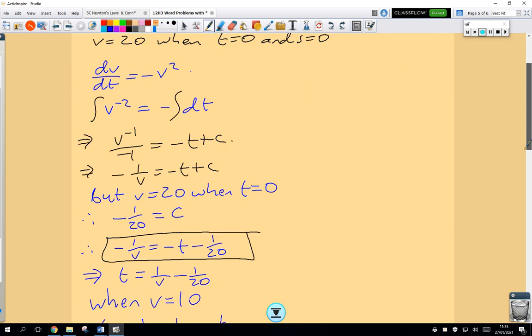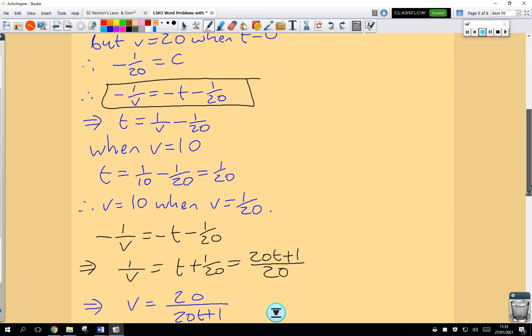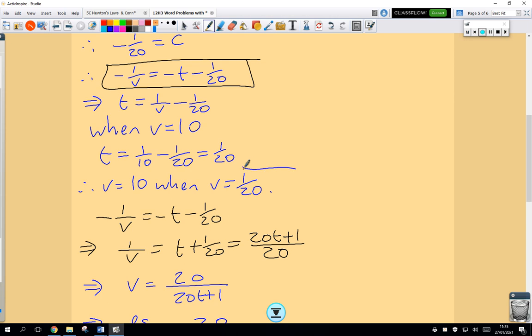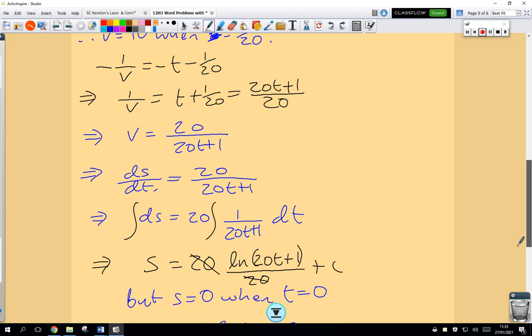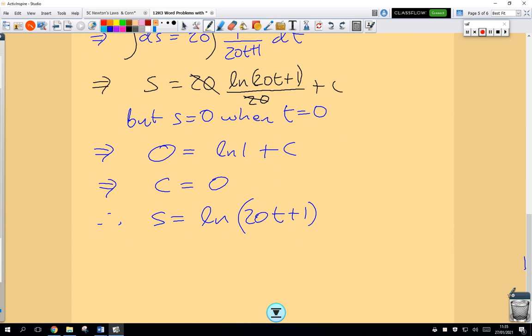Well, we figured out halfway down here that the velocity was 10 when the time was 1 over 20. That's an error I've made in the question. Apologies. When the time was 1 over 20, v equals 10 when t equals 1 over 20. So I'm going to substitute in here. We're trying to find s when t equals 1 over 20.